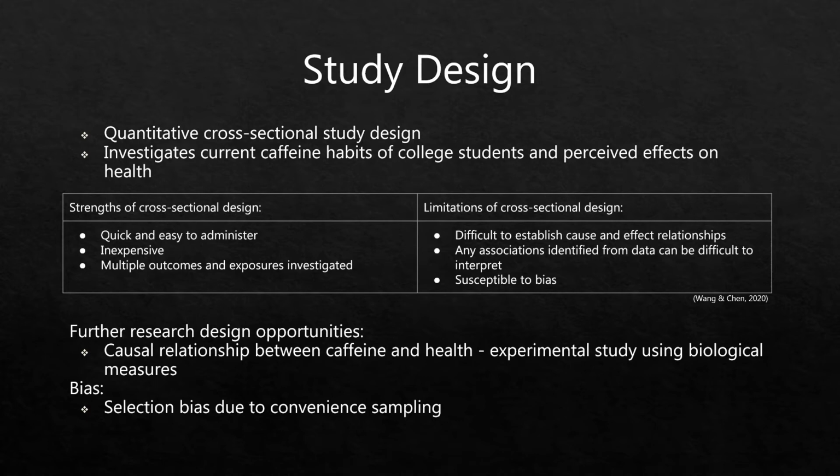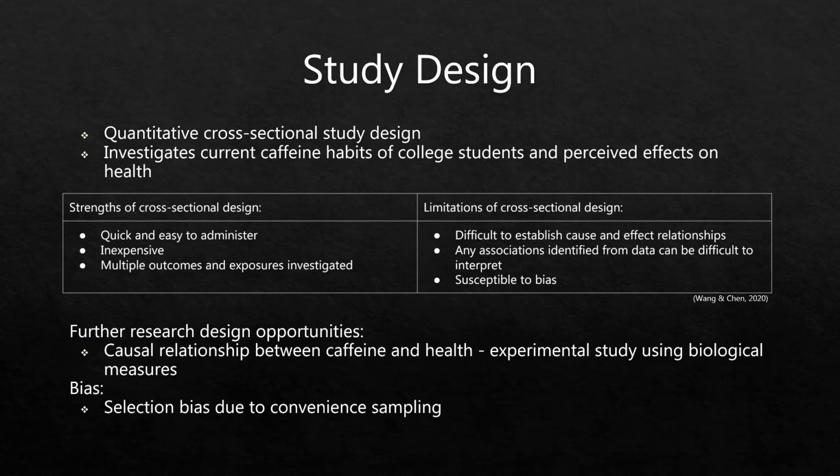There are many strengths and limitations to a cross-sectional study design that are relevant to this study. Some strengths include that they are quick, easy, and inexpensive to conduct, given that data is collected only at one point in time. It also allows for multiple outcomes and exposures to be investigated. Conversely, there are some limitations to this particular study design. It is difficult to establish cause and effect relationships, and any associations identified from the data can be difficult to interpret. Another limitation is that this type of study is susceptible to biases.